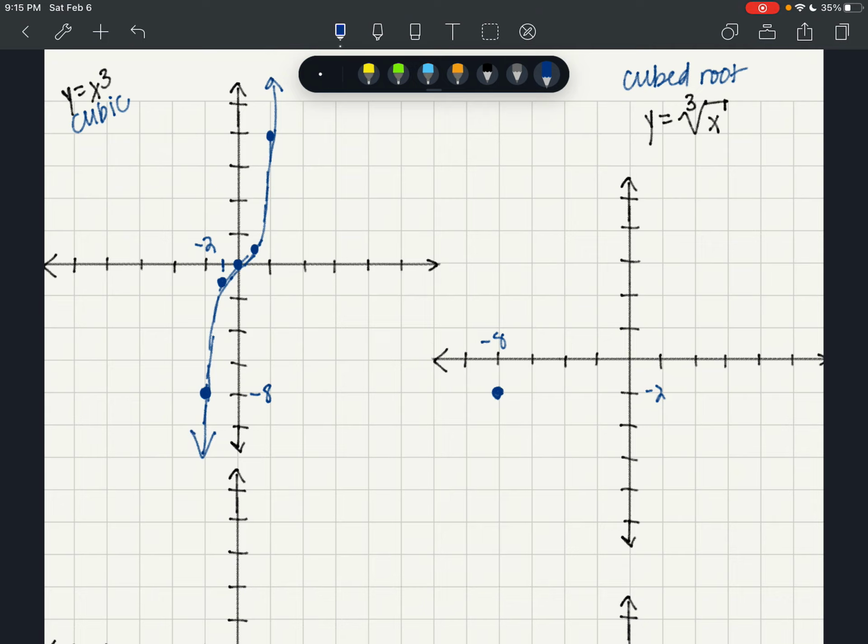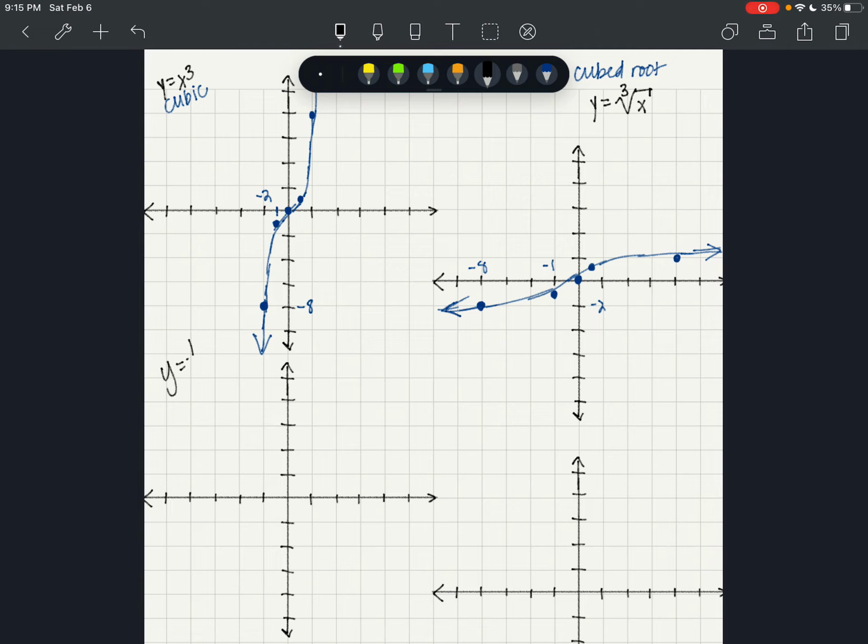The next cube would be -1. Cubed root of -1 is -1. Then, of course, 0. Cubed root of 0 is 0. Cubed root of 1 is 1. And then the cubed root of 8 is 2. What's related about this function is you could see the rotated turn between the cubic and the cubed root function. It's pretty nifty.